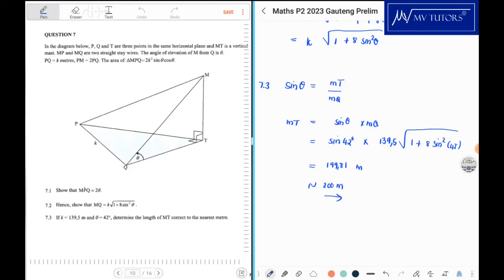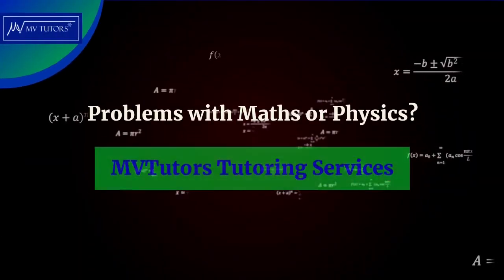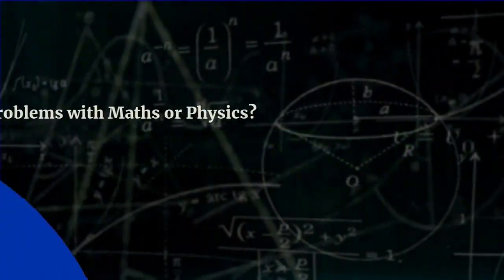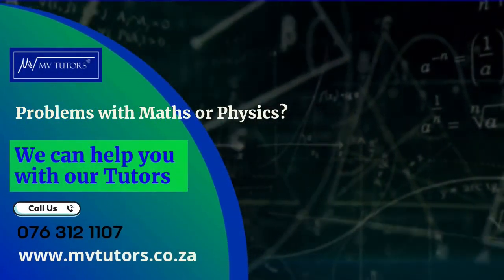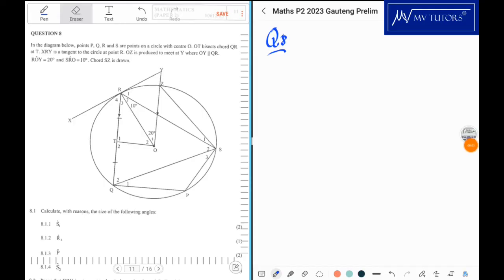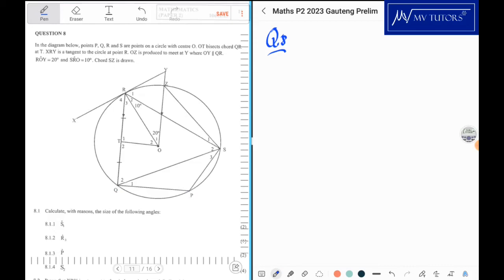Okay, and that is it for question 7. Question 8. In the diagram below, points P, Q, R, and S are points on a circle with center O. Alright, so we can see those points, P, Q, R, S. Alright, actually, yeah, it looks like a cyclic quad, but let's not look at it too much for now. And we have a center O.